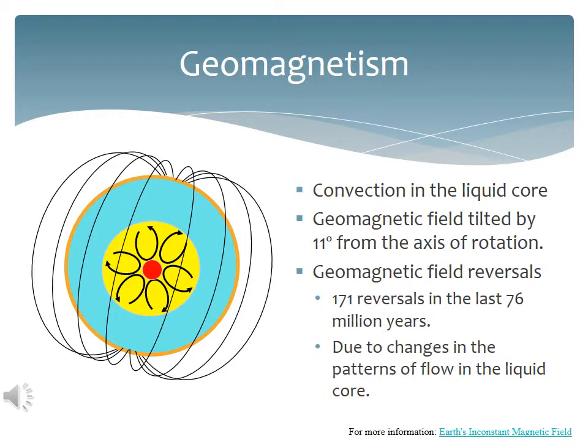The Earth's magnetic field is generated through a dynamo effect by the convection down the liquid core. Now, convection currents can change over time, so it's not surprising that the Earth's poles are constantly wandering. In fact, not only do they wander, but they occasionally flip. The North Pole becomes the South Pole, the South Pole becomes the North Pole.